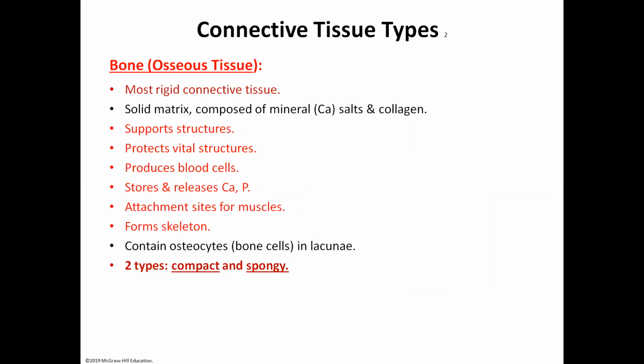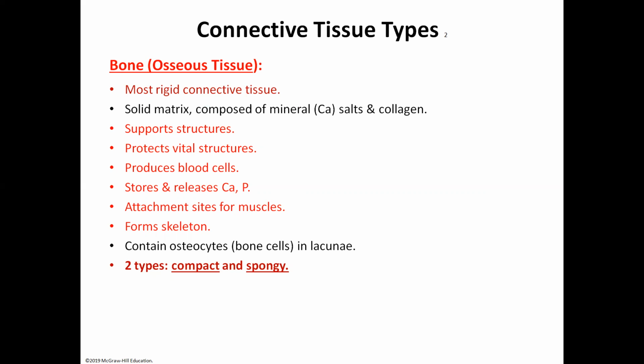And it does contain something called osteocytes. Now, when you hear the term, osteo means bone and cyte means cell. And they also are found within a chamber called the lacuna. So you'll see that there's the bone cell, and they're trapped in these little chambers called lacunae.